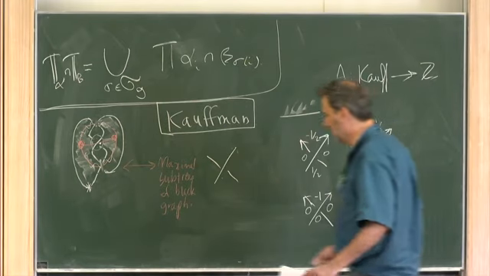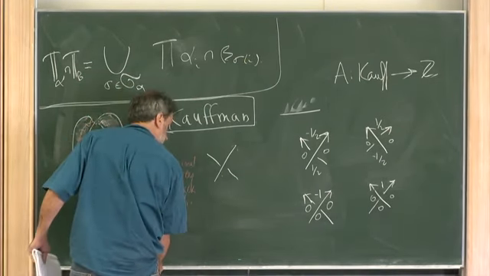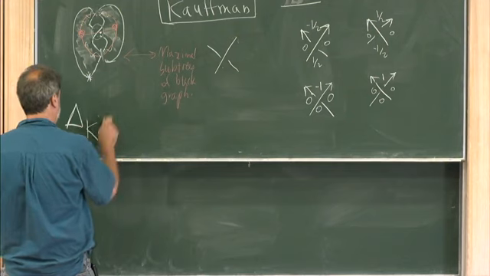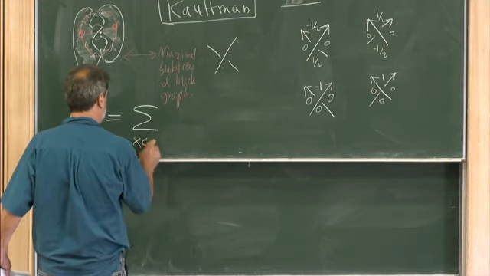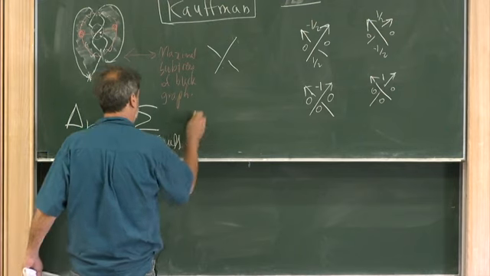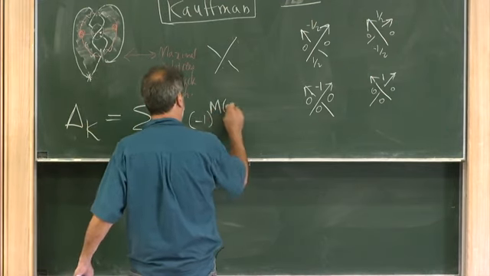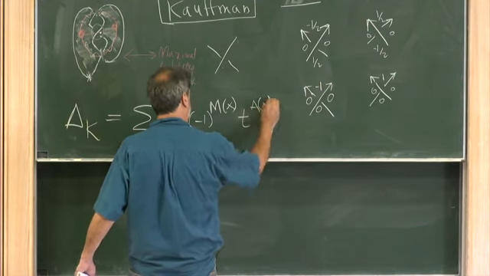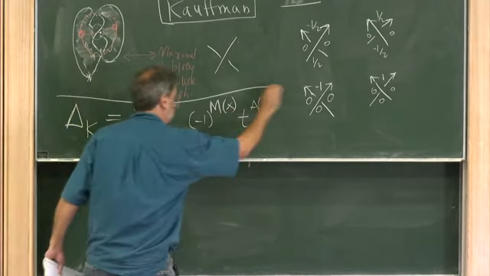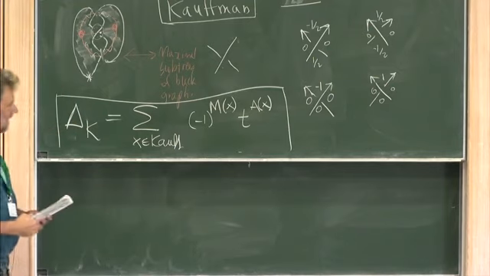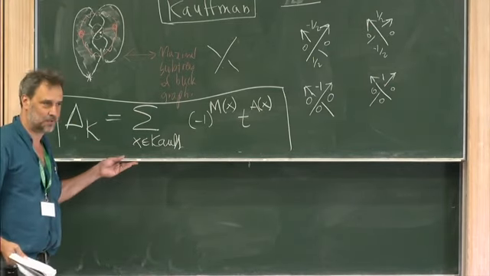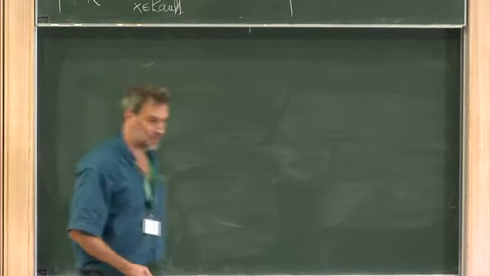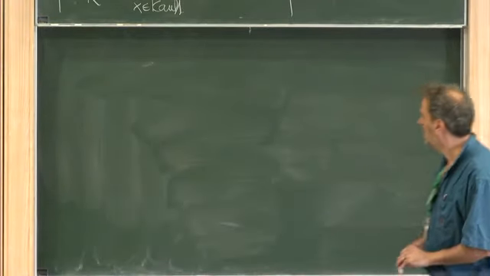And the theorem, which is Kaufman's theorem, is that the Alexander polynomial of the knot can be expressed as a sum over all Kaufman states of -1 to the Maslov of that Kaufman state times t to the Alexander of that Kaufman state. So it's not exactly how he formulated it, but it's not hard to see that it's equivalent to what he formulated. So this is in Kaufman's book.